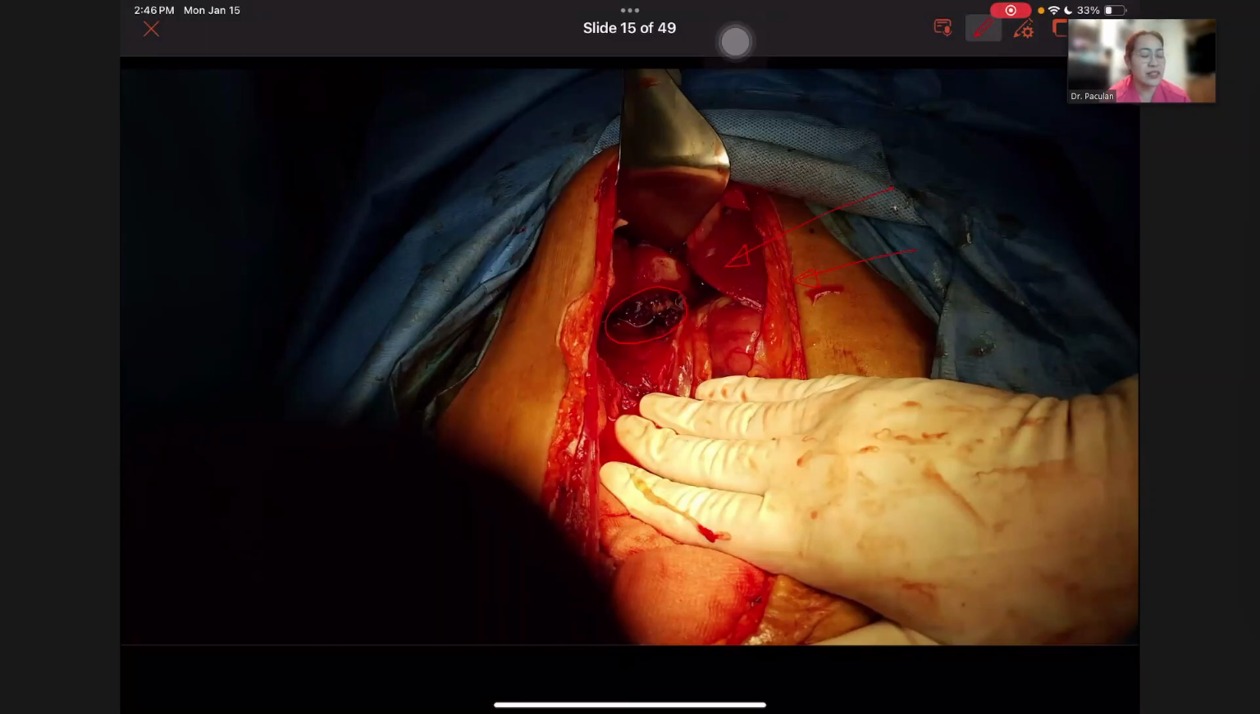Because if this is your left liver lobe, this should be your right lobe of the liver. And this is your mesentery, the fatty layer that we will discuss later on. So what you can see here is a necrotic gallbladder.